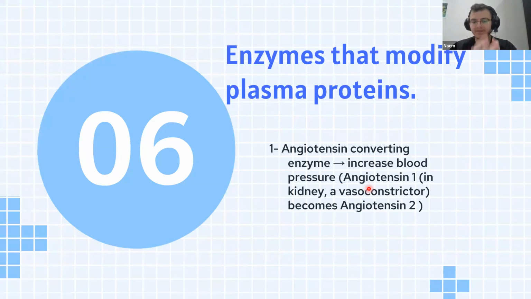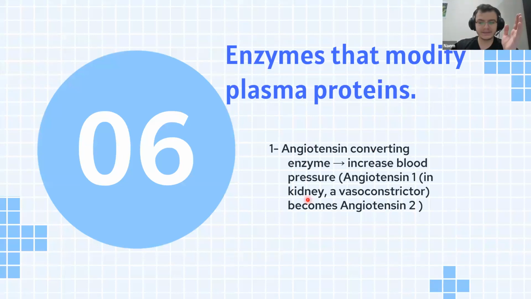Okay, it's a vasoconstrictor. This angiotensin 1 will go all the way through the blood until it reaches the lungs. When it reaches the lungs, there will be an enzyme produced by endothelial cells called angiotensin converting enzyme. Converting means it changes. So it's going to change angiotensin 1 to angiotensin 2.